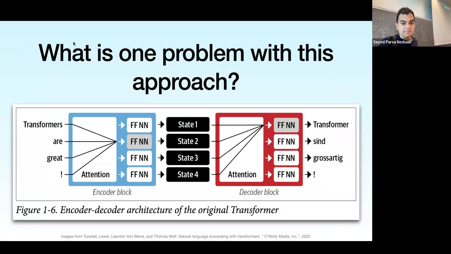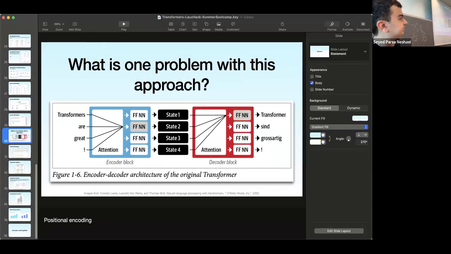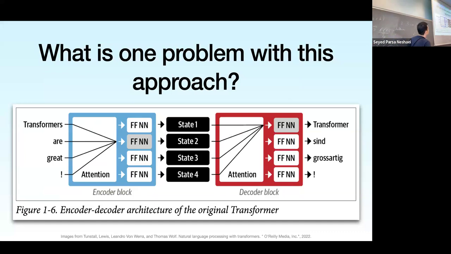Perfect. So let's go. We already covered this, but what is one problem with this approach? Remember what I said? What is the main problem when we go from RNN with attention to transformers? The positions. Yeah, we lose the positions, right?